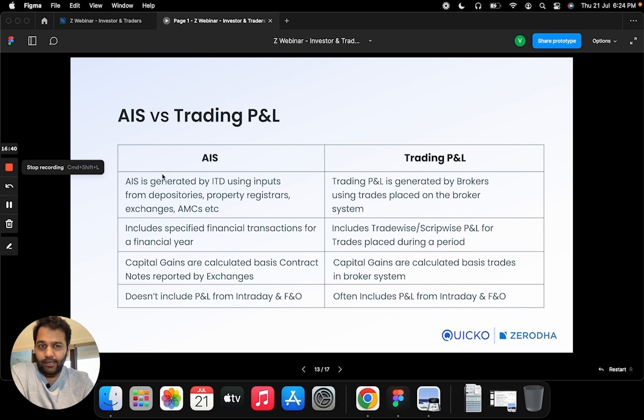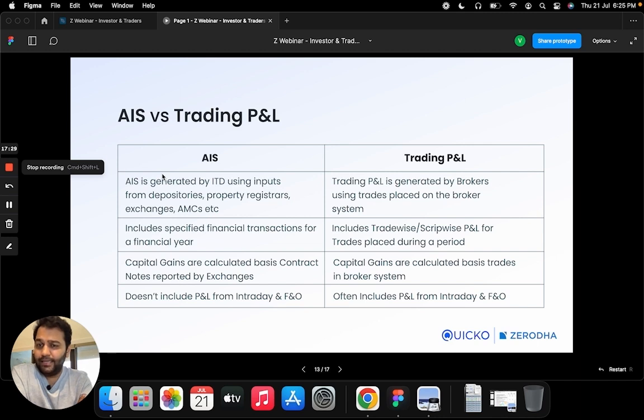Trading P&L, on the other hand, is generated by brokers using trades placed on the broker system, right? So any buy or sell transactions that you have placed on any given broker, that data is used. It's essentially called a trade book. So the trade book is used to generate the trading P&L. AIS includes specified financial transactions for a given financial year, like we already looked at. On the other hand, trading P&L includes trade-wise and scrip-wise P&L for trades placed during a particular period, right? So you can download your trading P&L for a quarter, for a day, or you can also download it for a financial year. So that's the fundamental difference. AIS will only cover financial transactions for a given financial year.